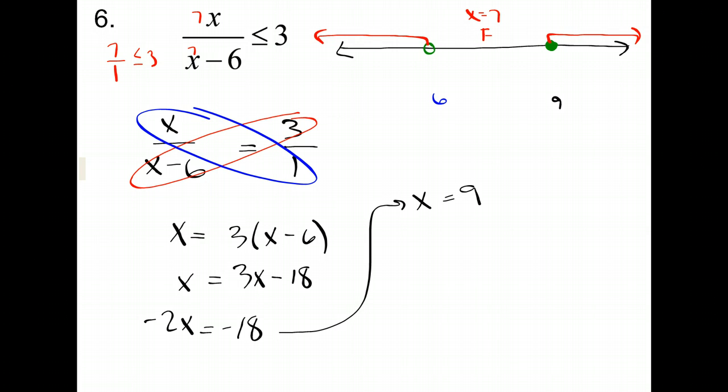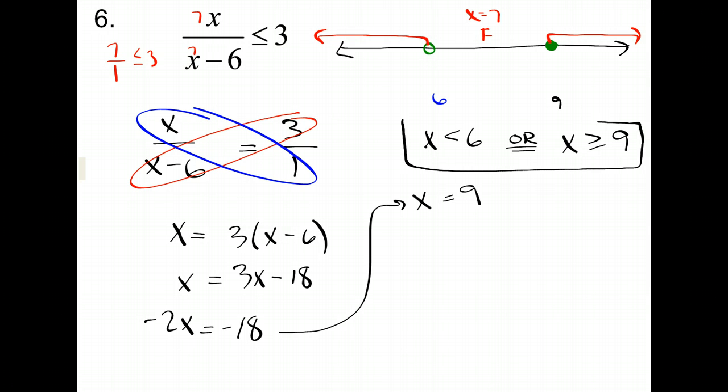And if I test a value, like let's say I put 0 in there, is 0 less than 3? True. If I put a 10 in there, is 10 fourths less than 3? That's also true. So then your final solution for this one would be x has to be less than 6, or you have to include the word or. It's a disjunction, x greater than or equal to 9. Any further questions on that one?